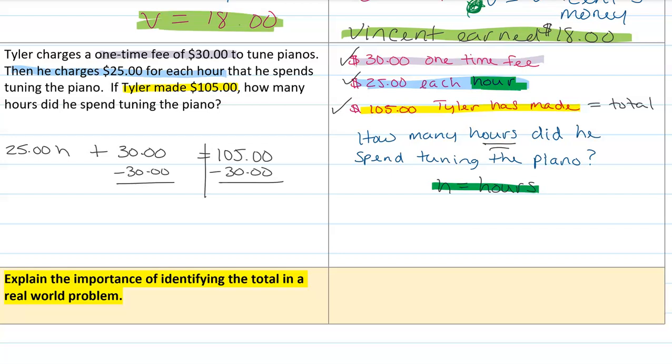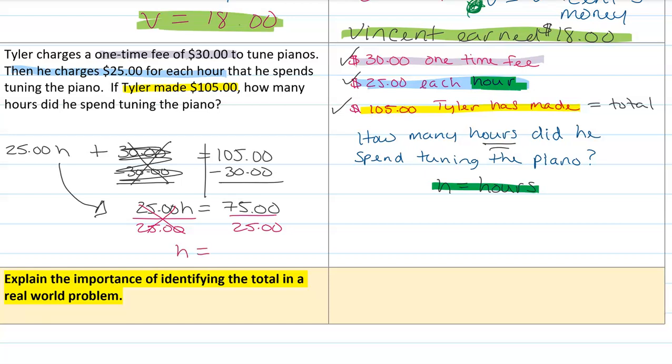So I need to do the inverse operation of plus 30, which is negative 30. So I'm minusing 30 from both sides. This gets rid of my third wheel. And I need to bring this over. $25 and the letter H equals $75 once I've subtracted 105 minus 30. Now I need to split my couple by dividing it by $25. So this cancels out and H is going to equal 75 divided by 25 is 3.